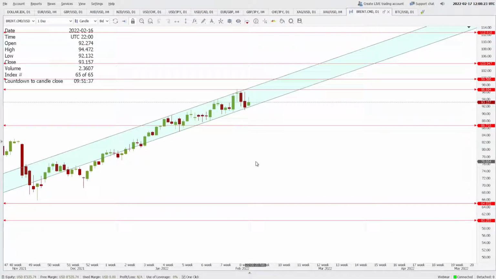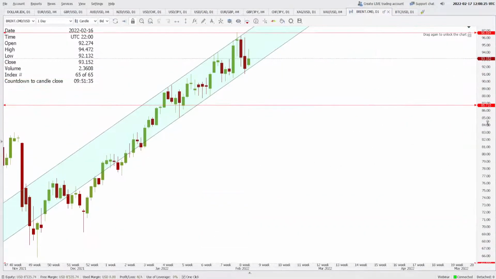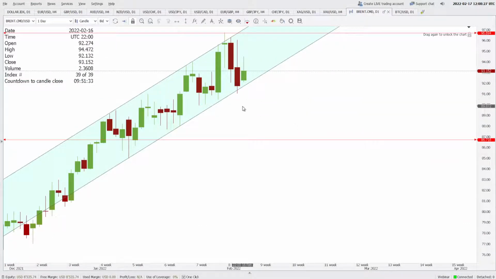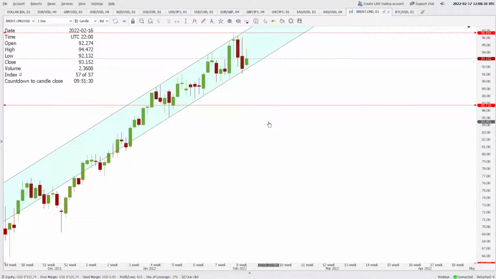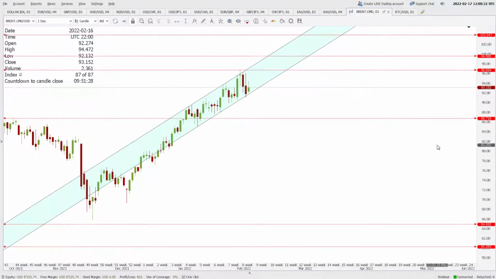Brent is again moving in that same channel. Yesterday we thought that there is a possibility that it will break below, but today is an inside bar. So that means there is an indecision between the buyers and the sellers.